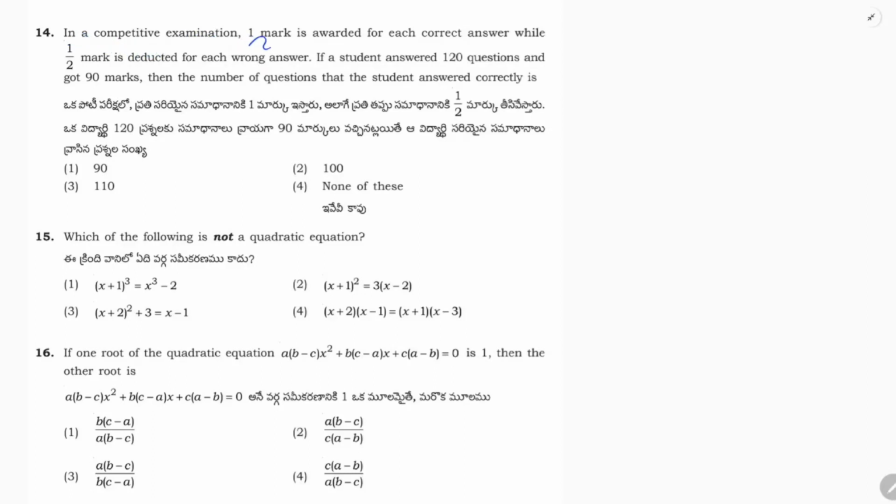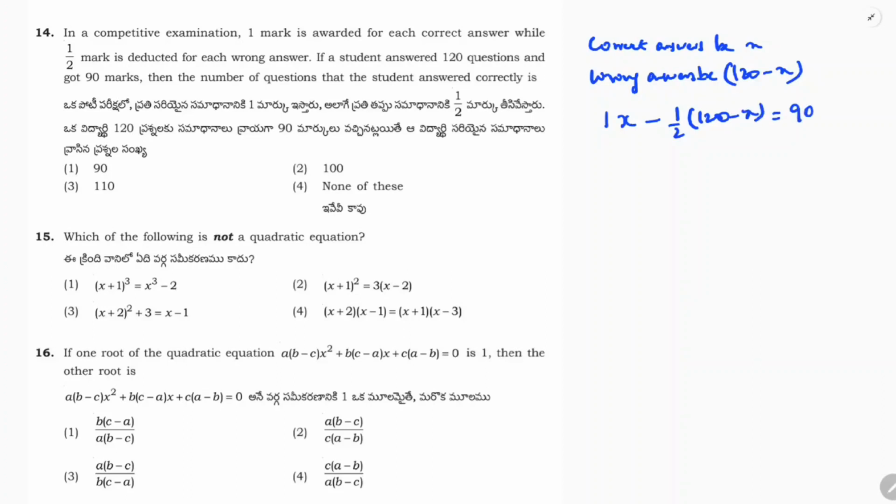In a competitive examination, 1 mark is awarded for each correct answer, while half mark is deducted for each wrong answer. If a student answered 120 questions and got 90 marks, see, let the number of correct answers be x. So in that case, the wrong answers will be, total is 120, so from 120, if we take out x, that will be wrong. So 1 mark is awarded for the number of correct answers. Half mark is deducted, so minus half for number of wrong, or 120 minus x, equals total marks he scored, which is 90.